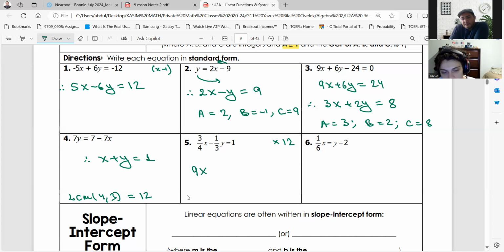Yeah. 12 times 1 over 3 is 4, that is 4y. And also multiplied by 12, that is 12. Oh, I see. ax plus by equals c. A is 9, b is negative 4, and c is 12. And the greatest common divisor is 1. How about question 6?